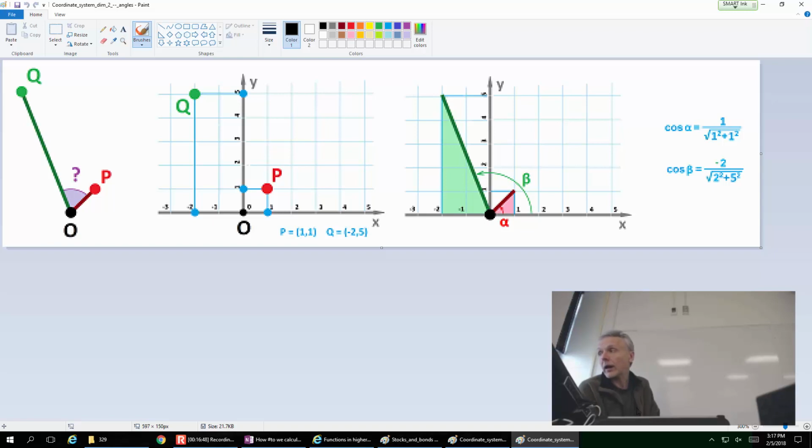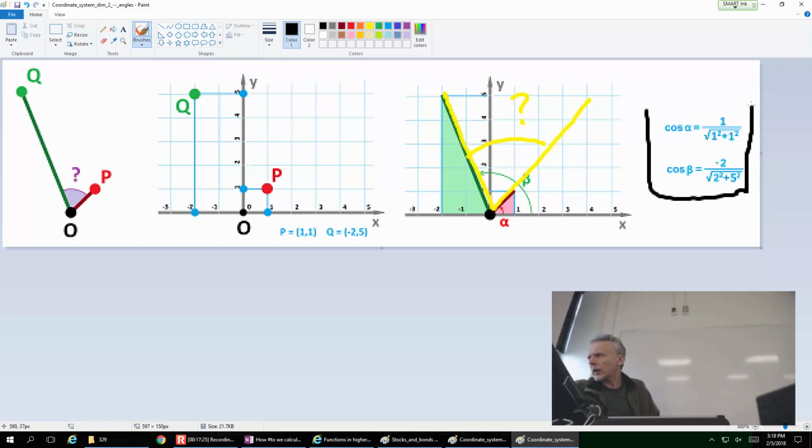We have two angles, alpha and beta, that are the angles of the two vectors with the x-axis, right? You see those two arcs, and the angle that we care about is the difference. So this is the angle between the two vectors. Okay. So we can find those two angles, alpha and beta. I already found them over here on the right.